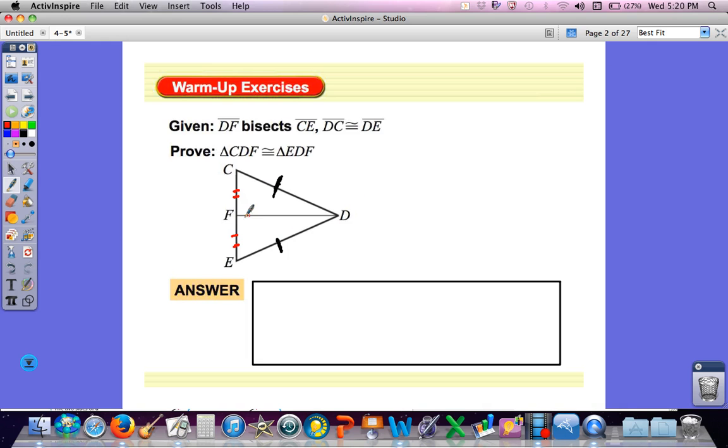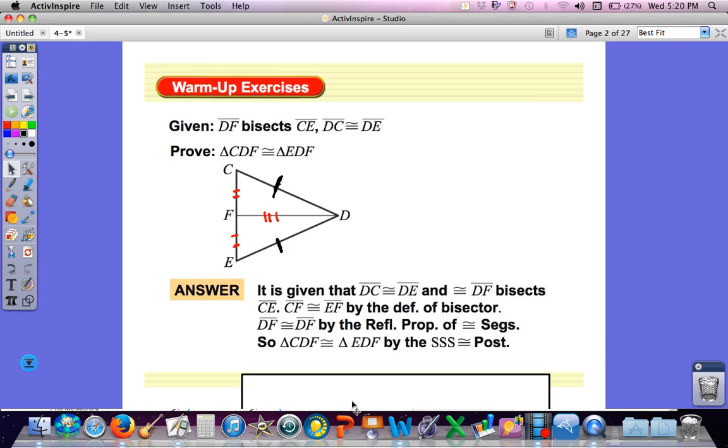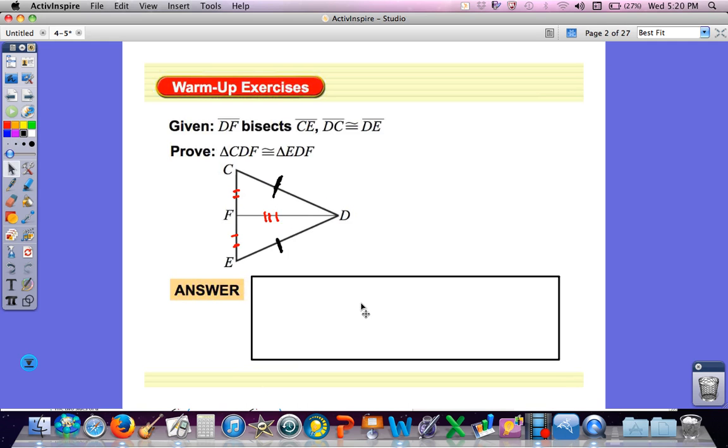Well, DF is going to be congruent to FD. So now I have three sets of equal sides. So by side, side, side, I can prove that they are congruent. That they are congruent triangles.